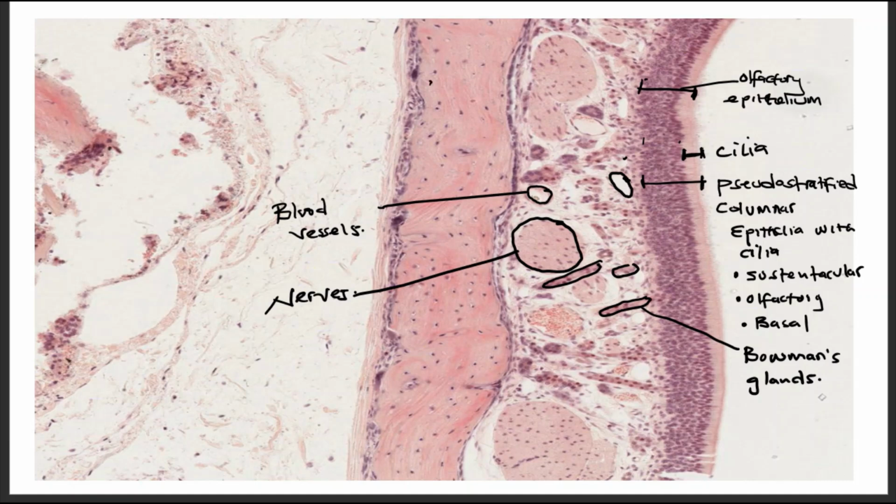And then here, this is just cartilage, hyaline cartilage, which is continuous with the ethmoid bone. So this is pseudostratified columnar epithelia in the olfactory epithelia. Draw it at medium power, and now let's look at it at high power.